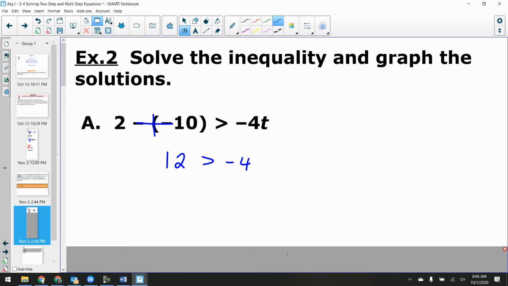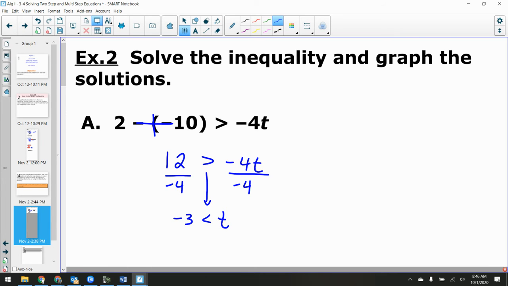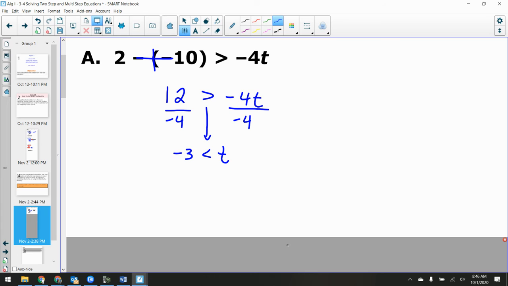So 12 is greater than -4t. And now, to solve this one, I would need to divide by -4. When I divide by -4, yes, Nate? Change the sign. Flip the symbol, less than. I got t on the right side, and now 12 divided by -4 becomes a -3. Now, again, my variable is on the incorrect side. It's on the right side. I need it on the left side. So I have to actually flip the symbol again. t needs to go on the left, -3 needs to go on the right, and now this less than changes into a greater than. And that's my good answer there.